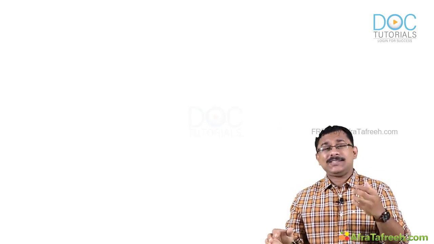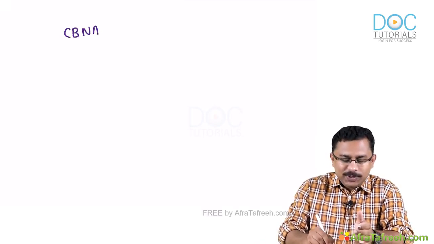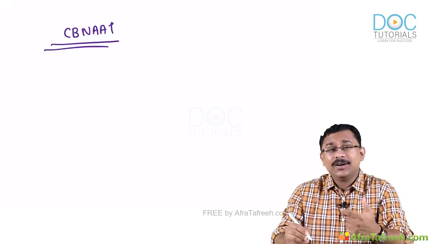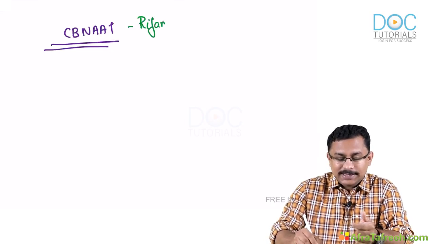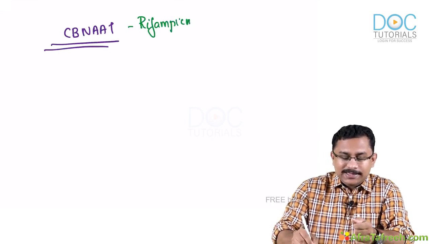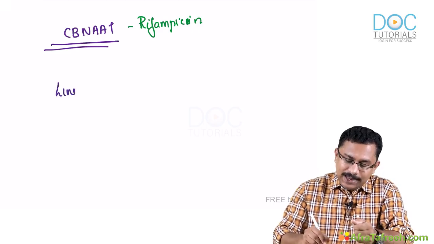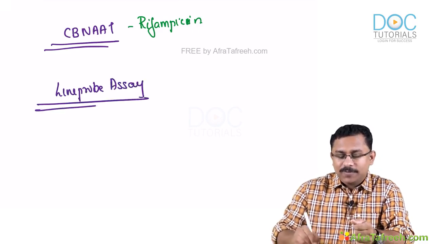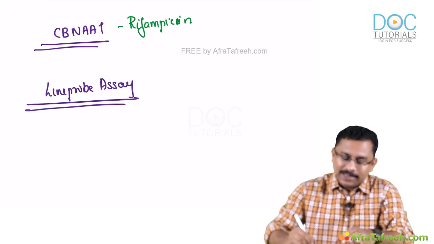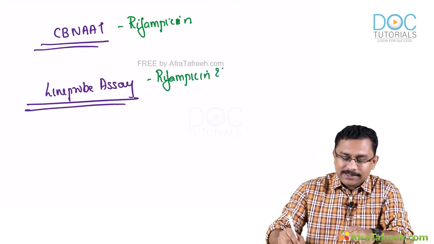So that will help us to ascertain drug resistance. You have already learned so far that you have the CBNAT test, which will not just detect the Mycobacterium tuberculosis, it will also say if there is any rifampicin resistance. And similarly, you have the line probe assay, LPA. Now remember, in the previous module I told you that this line probe assay will detect resistance to rifampicin as well as INH.